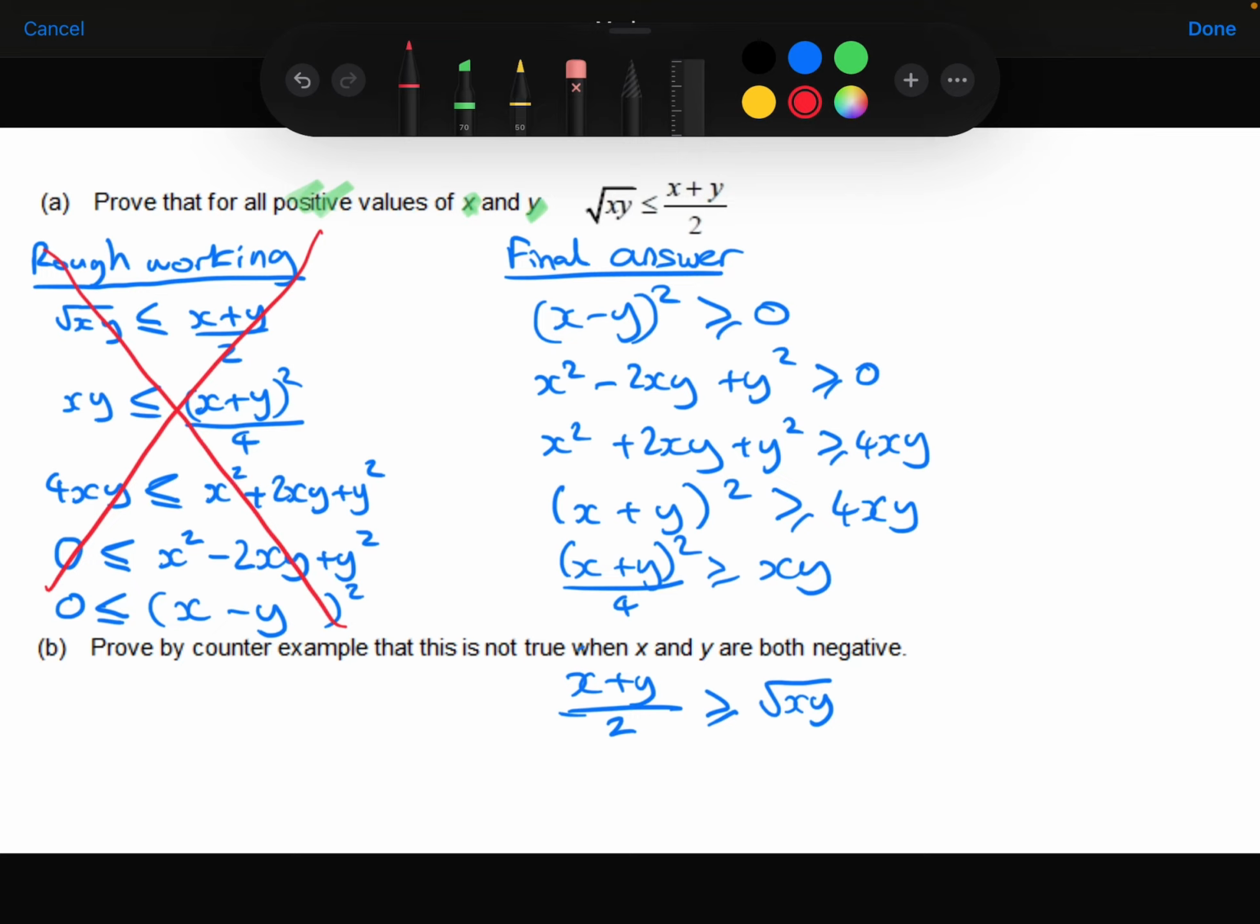And then part B, prove by counterexample that this is not true where x and y are both negative. So let's pick a value of x and y where they're both negative. So I'm going to say that x is minus 2, and I'm going to say that y is minus 8. The reason I selected 2 and 8 is because I know they're going to multiply together to give me a square number that's going to square root nicely.